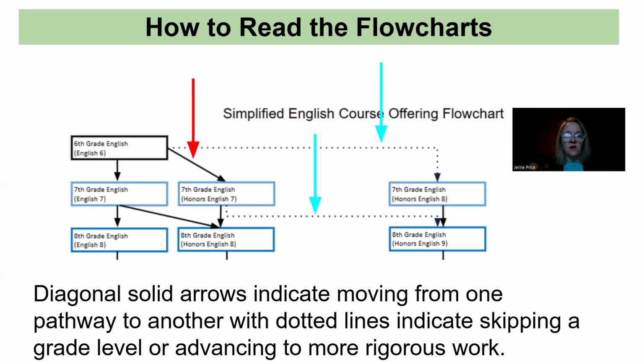The other thing to notice is that there are different kinds of arrows. These diagonal arrows simply show that a student is moving from one pathway to another. For example, this student right here could go, in the sixth grade, take sixth grade English. Then in the seventh grade, take seventh grade English. But notice there's a diagonal arrow that would indicate this student could advance to the honors pathway during the eighth grade. And that's the solid diagonal arrows.